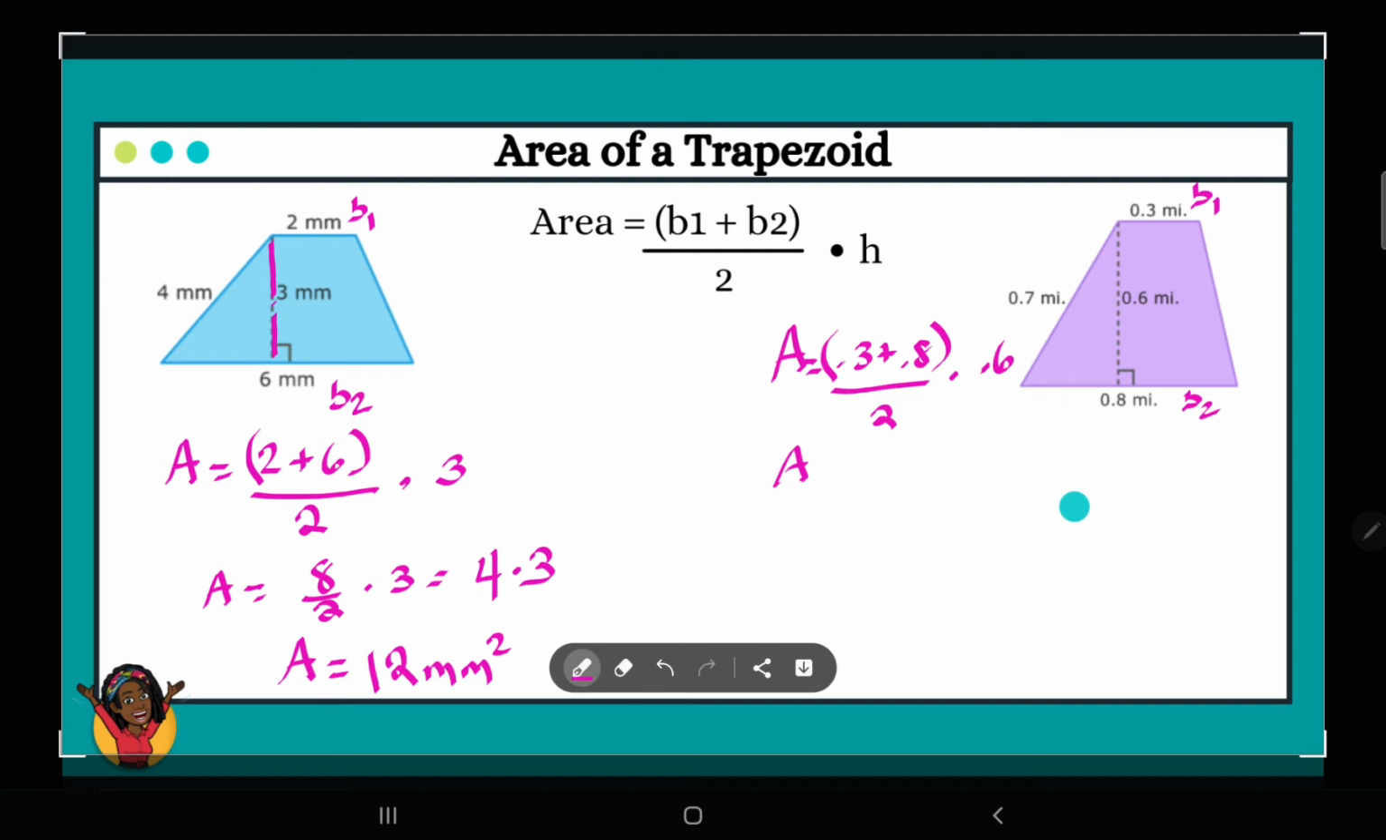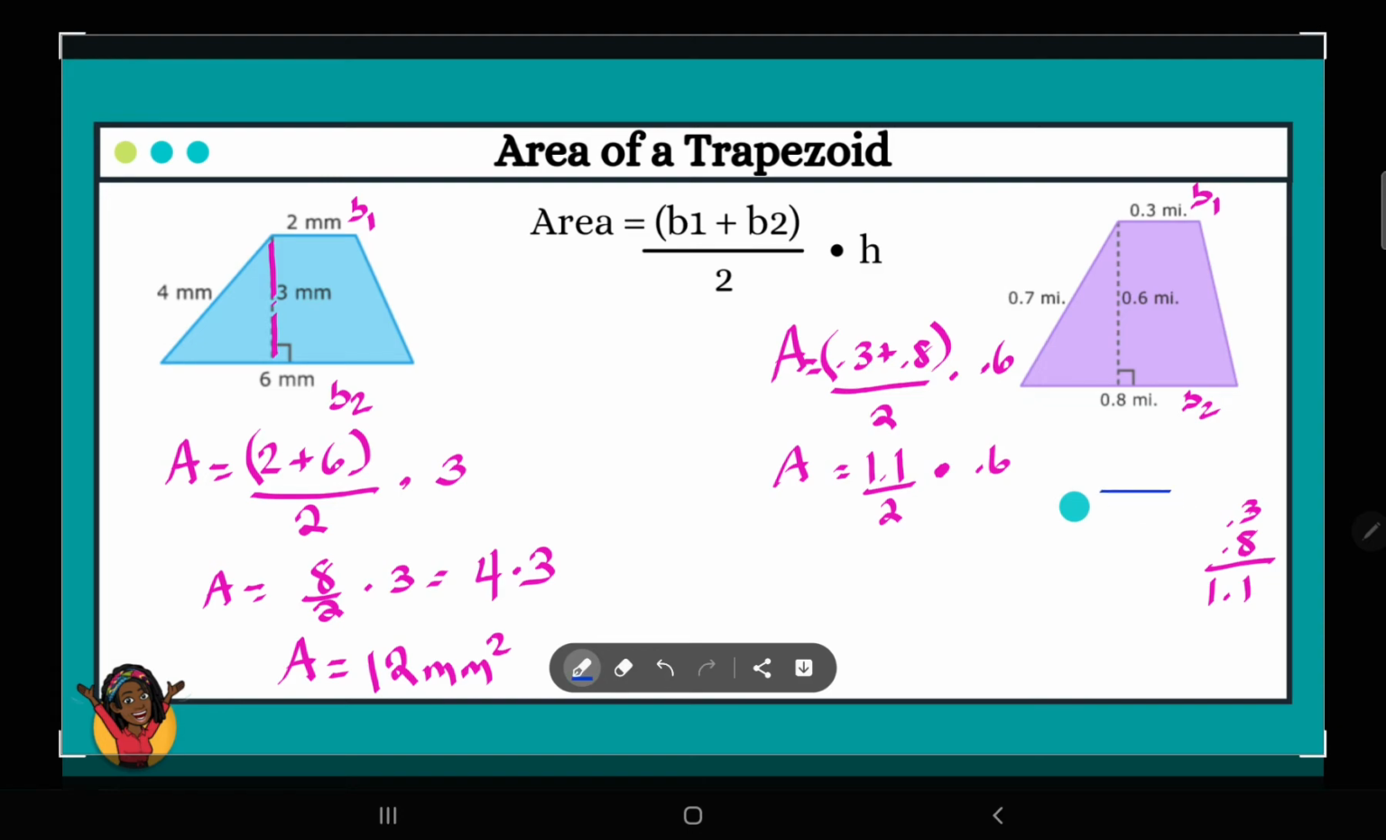So 0.3 plus 0.8 is going to be, so remember when you're working with addition, you're stacking your decimals. 8 plus 3 is 11. I bring down my decimal, so it's really 1.1. We're dividing that by 2, and then we're going to multiply it by 0.6.